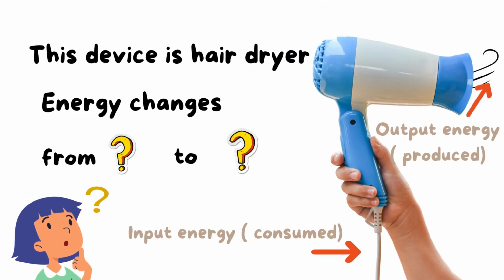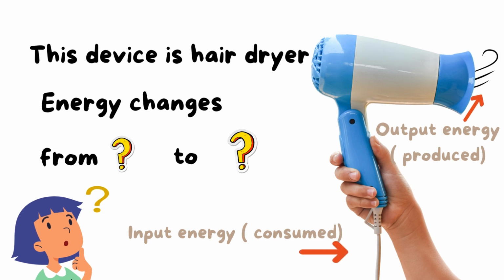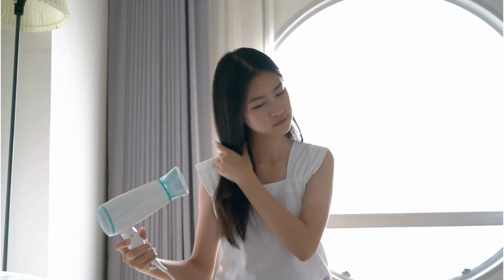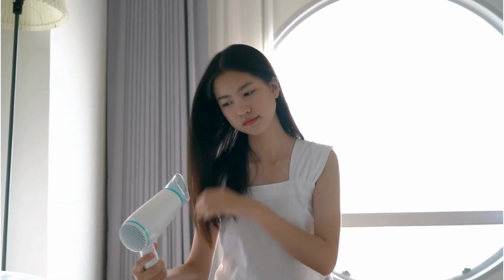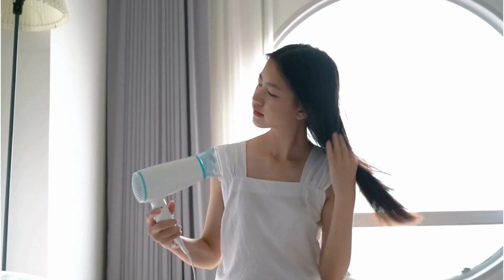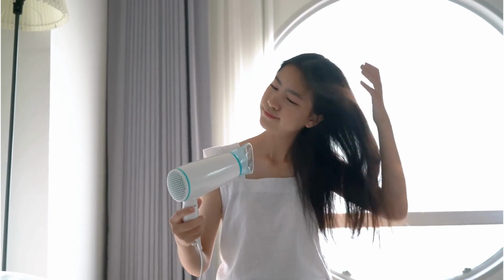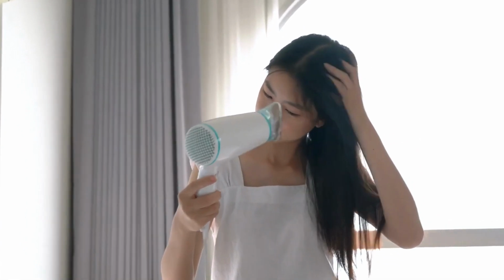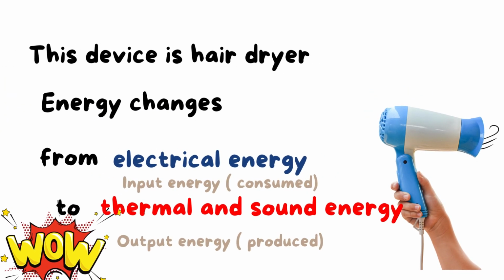As the first device we have here, this is a hair dryer. Here the energy changes from what to what? Here energy changes from electrical energy into, as we see here, sound, and it gives us hot air, so it's thermal energy, because it gives us heat and sound.